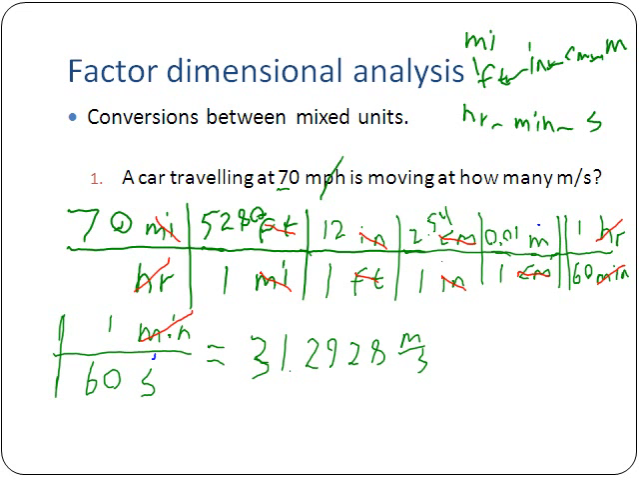Now, significant figure-wise, 70 has only 1 significant figure. Trailing zeros are not significant if they're to the left of the decimal. So we'll round this just to 1 significant figure, and so our final answer here is just going to be 30 meters per second. And that's how we set that one up.